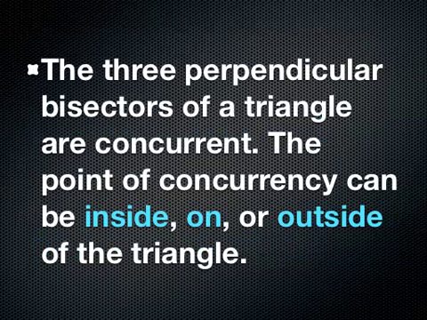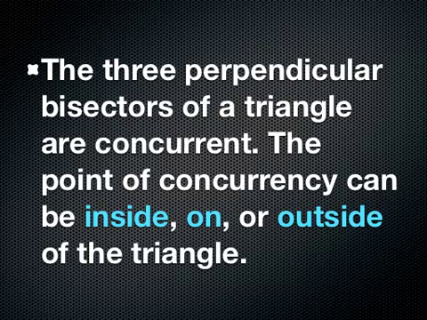When the three perpendicular bisectors of a triangle are concurrent, so when they meet at one point, the point of concurrency can be inside, on, or outside of the triangle. In your book on page 272, at the bottom of the page, there are examples of each one of these.